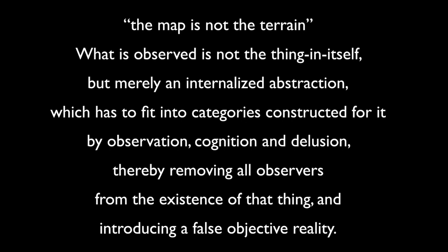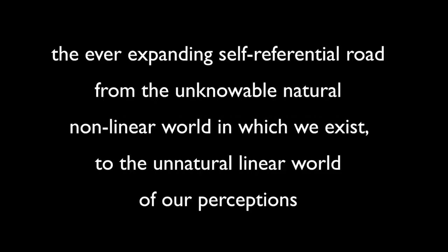What is observed is not the thing itself, but merely an internalized abstraction of that thing, a delusion of whatever that thing may be. This abstraction must fit into the categories constructed for it by observation, cognition, and delusion, thereby removing the observer from the existence of that thing and introducing a false objective reality. With category, we set out on an ever-expanding self-referential road from the natural but unknowable non-linear world in which we exist to the unnatural, objective, linear world of our perceptions.